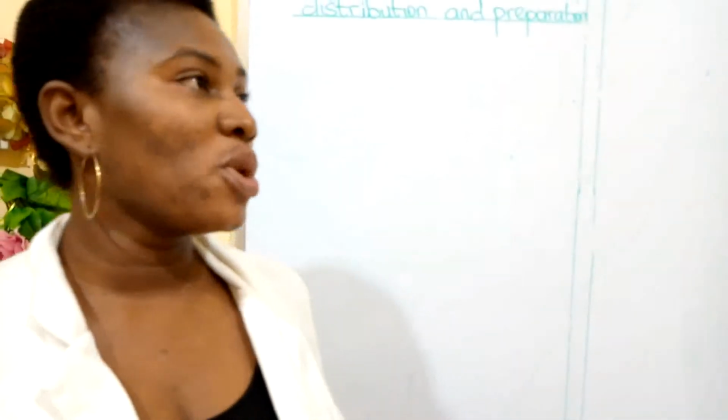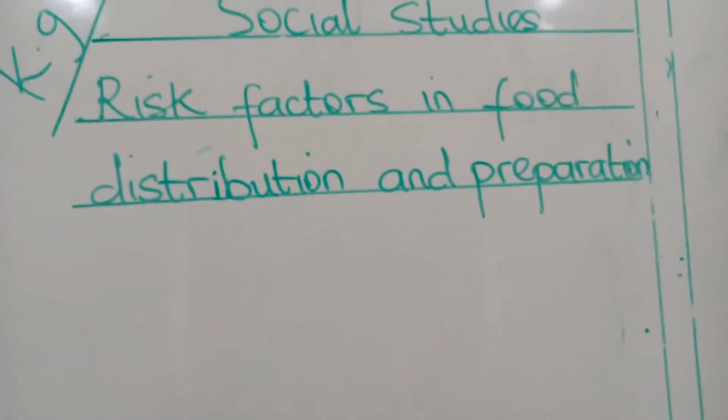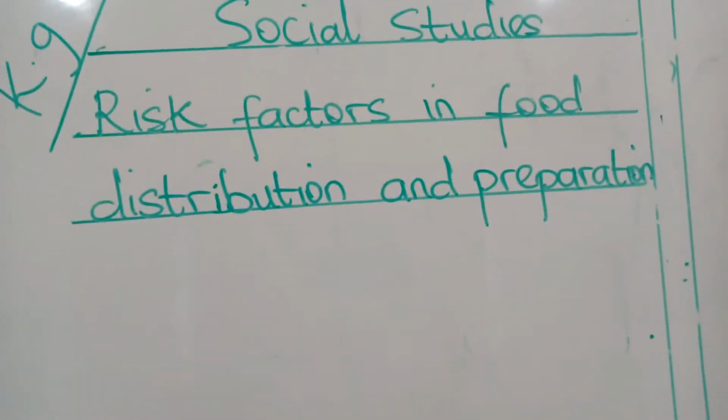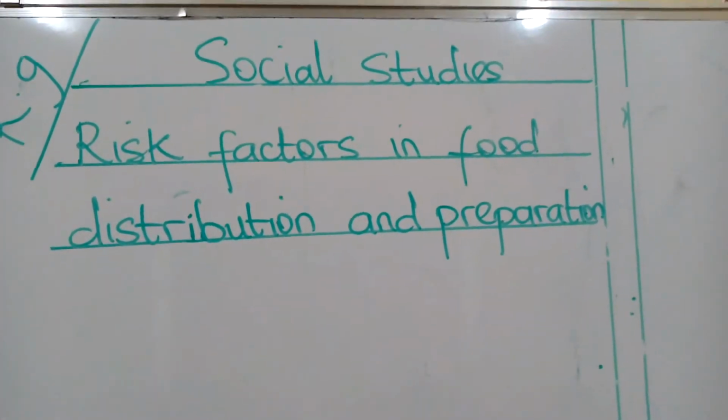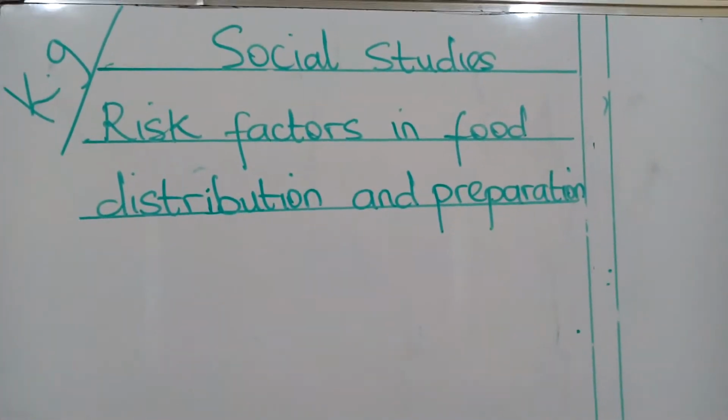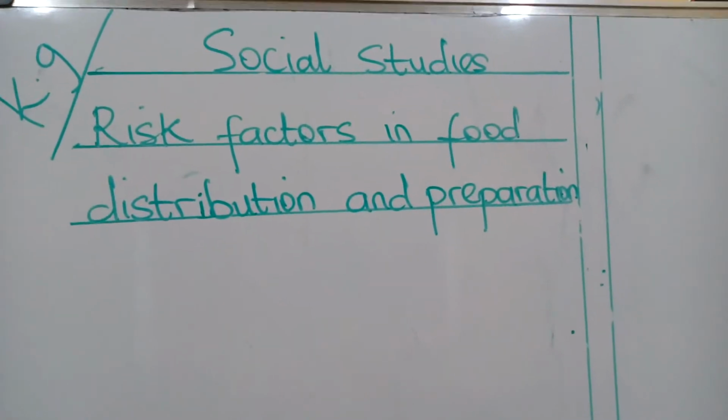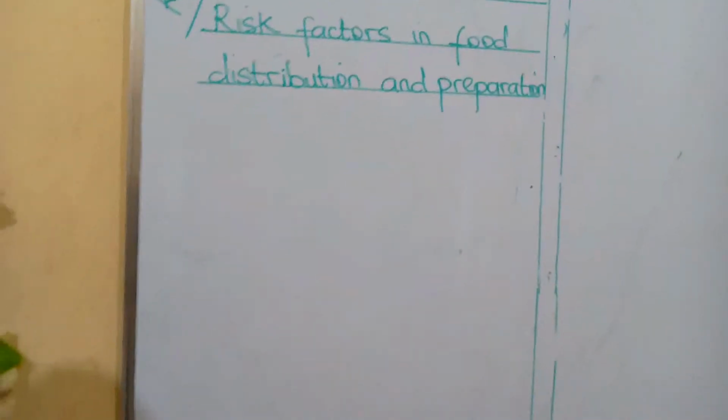So today we are going to be looking at risk factors in food distribution and preparation. What are those factors? Number one, we have poor storage.